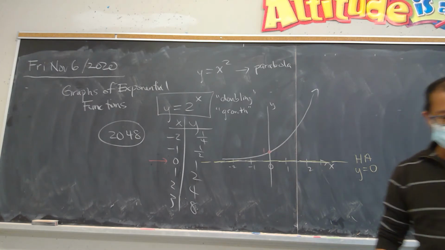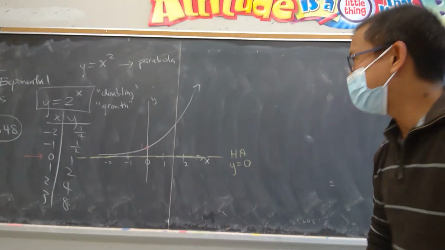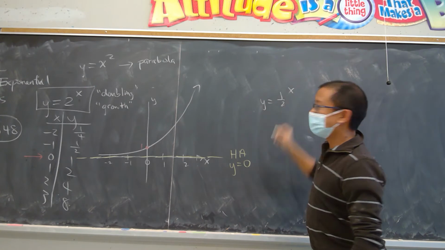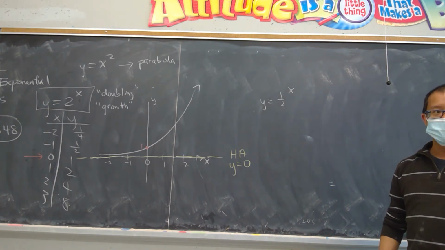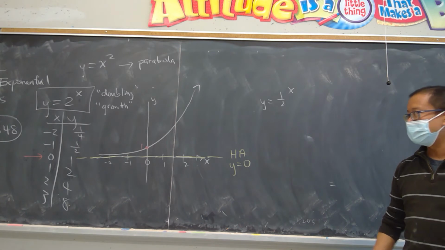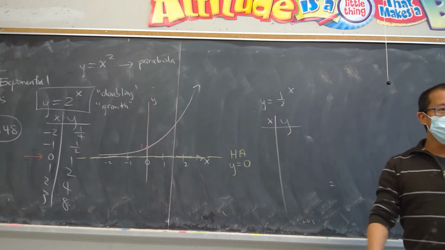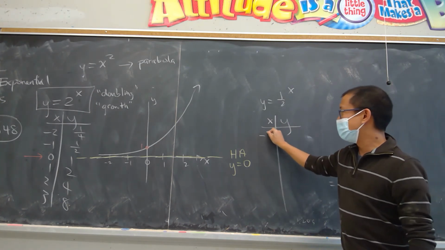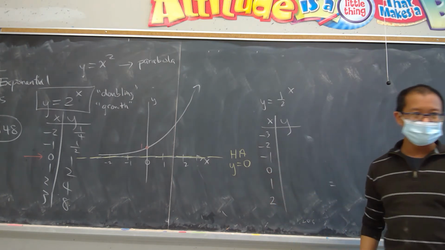The second graph that we're going to do is almost identical. And I'm going to change the base to y equals 1/2 to the x. Now this time, watch what I'm going to do. I'm going to choose the x values of -3, -2, -1, 0, 1, 2.